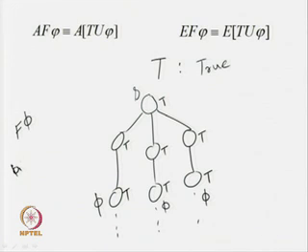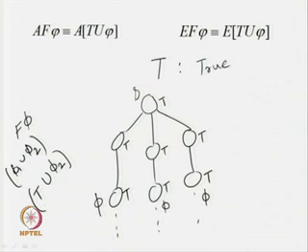If you say phi 1 until phi 2, it says that phi 1 should remain true until phi 2 becomes true. Okay. In this particular case, I replace phi 1 by the truth symbol true, so true until phi 2. Since true is true everywhere, this is nothing but looking for some state in future where phi 2 is true. So, this is basically nothing but F phi 2.